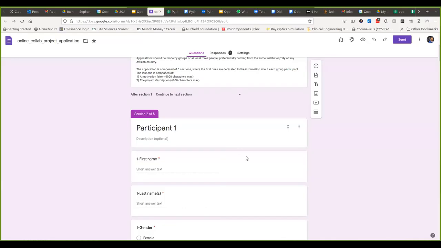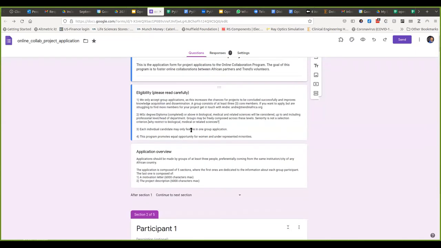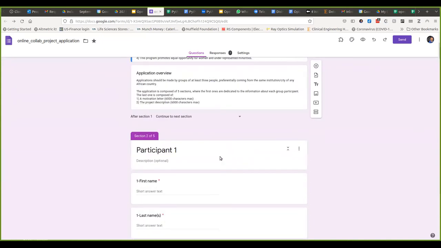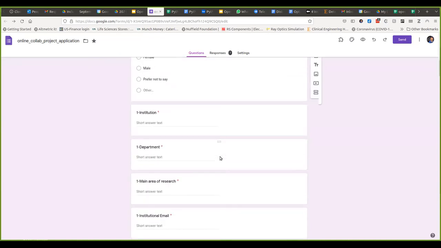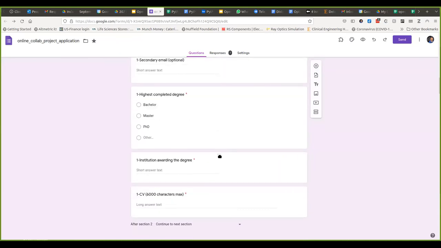Maybe let me share and show what the form looks like, and this will become easier to understand. The link that I shared, and that we're going to share again, leads to this page, a Google form that describes what the project is, the eligibility criteria, and what we want. We want information about the participants, and you should try to be a group of three people, because this really helps. We've learned from experience that it helps the continuation of the projects.